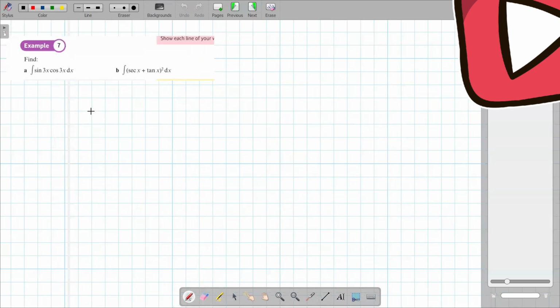Okay, now let's see these questions. The integral of sine 3x cosine 3x dx. What to do? Is that not just the same as sine x? It is like this: integral of sine x times cosine x. How do you integrate this, sine x into cosine x? Do you have any formula?